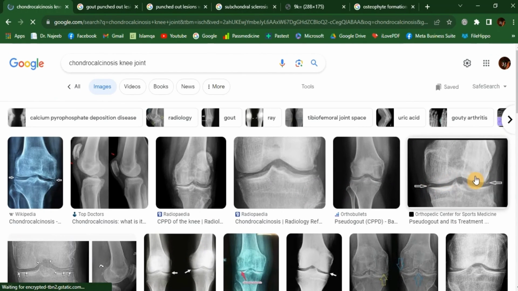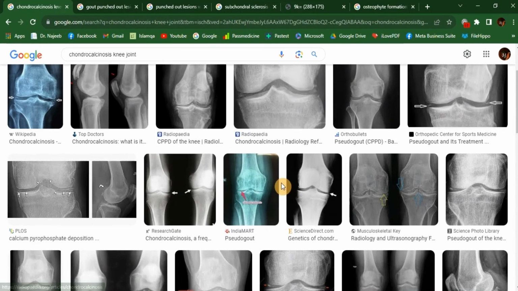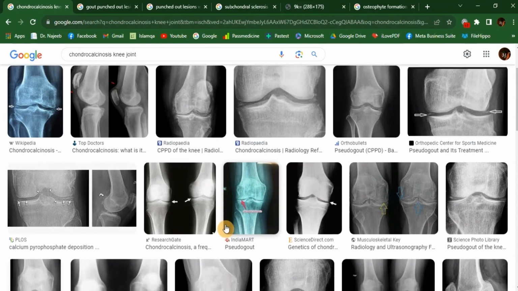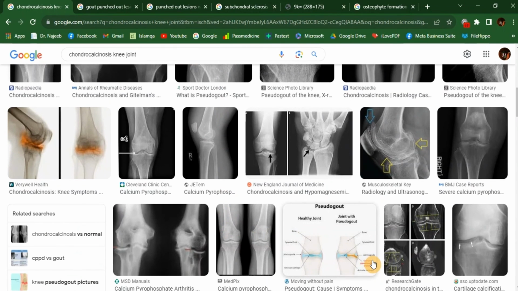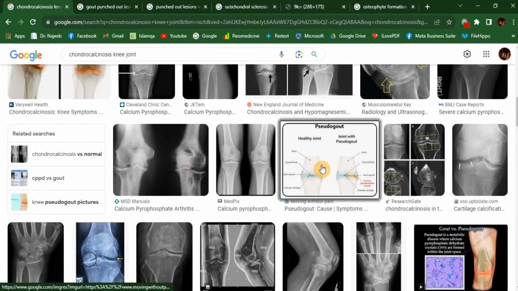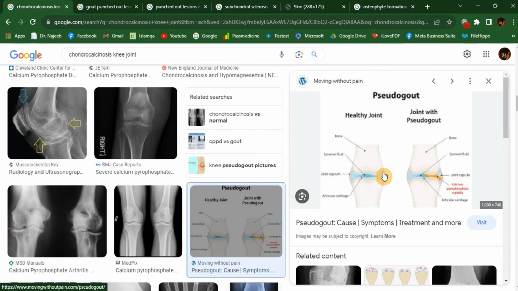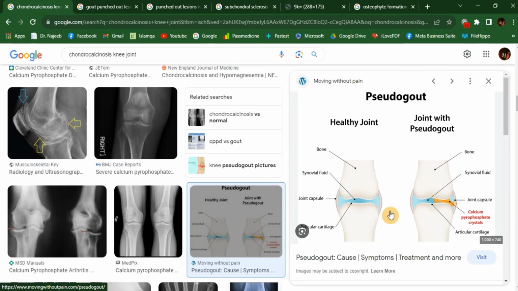So the joint space would be preserved. There should be calcification of the meniscus, and it will also look triangular shaped. So this is the normal joint in case of pseudogout. There should be calcium pyrophosphate deposition throughout the articular cartilage, giving rise to the formation of pseudogout.